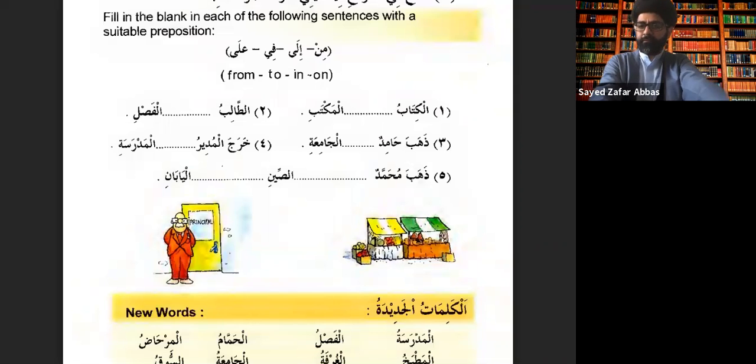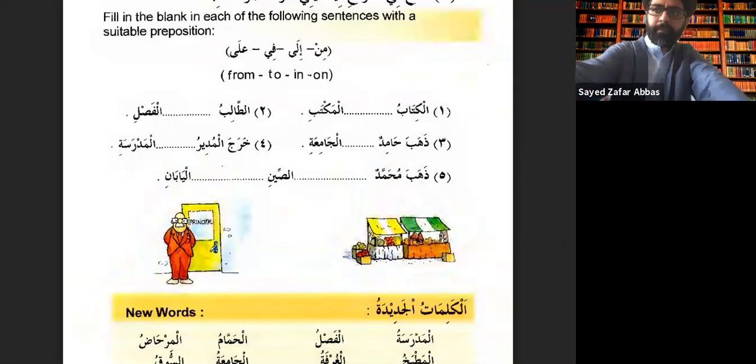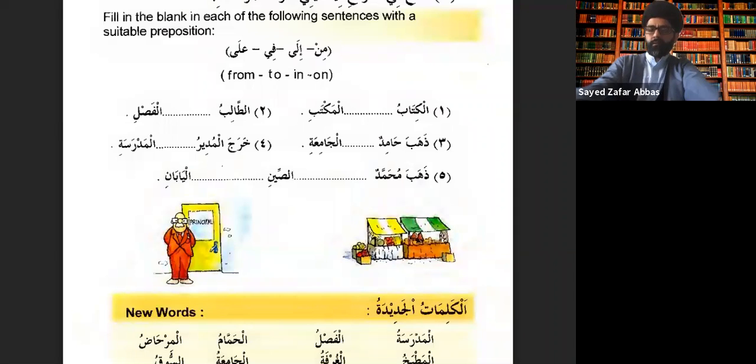ذهب محمد, something seen, اليابان. So we have 2 blanks here in this sentence. So ذهب محمد, something seen, something اليابان. So from, to. Which words would we use for Arabic language? So from and to. So we would say ذهب محمد من الصين إلى اليابان. So Muhammad went from China to Japan. Ahsan, thank you so much.